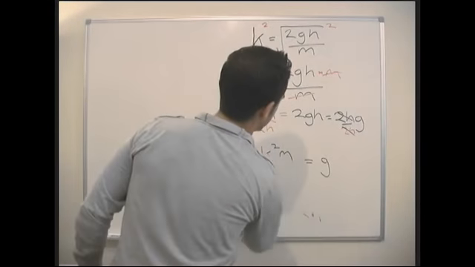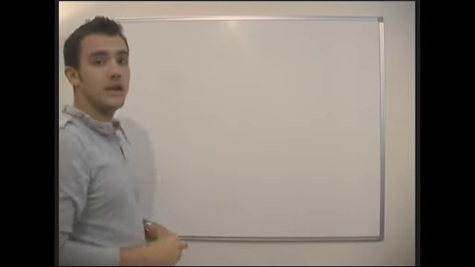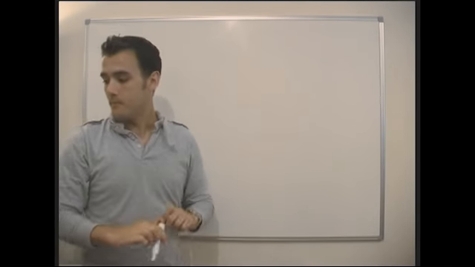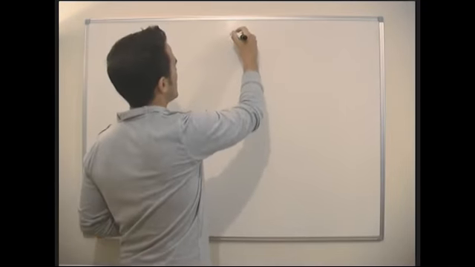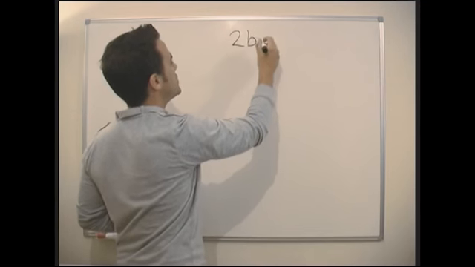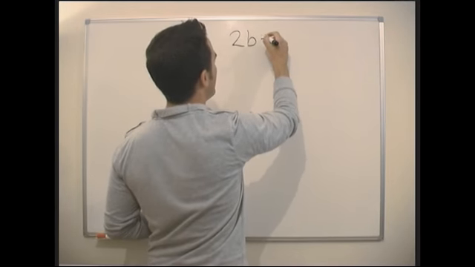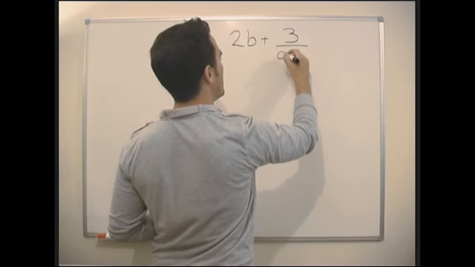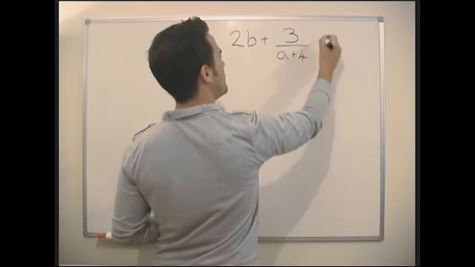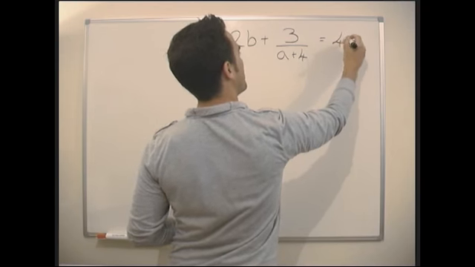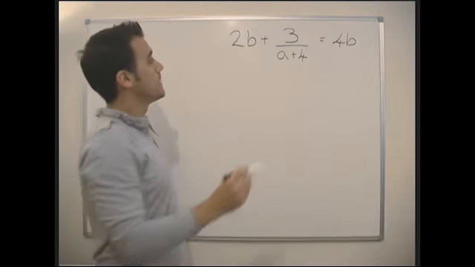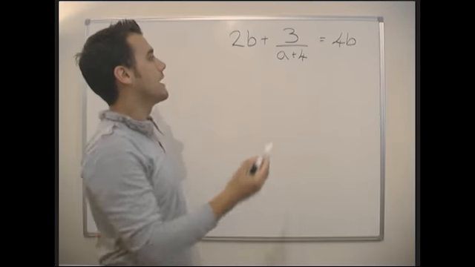Again, slightly more complicated. Okay, so now we're going to try another question, slightly more tricky again. We're going to introduce what looks like a sort of algebraic fraction in there. So 2b plus 3 over a plus 4 equals 4b. Okay, and we need to make a the subject of this one. So, how do we go about that?